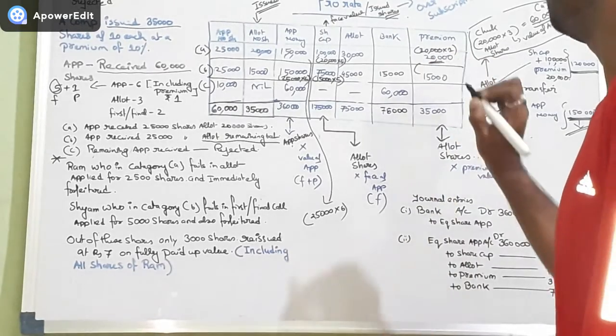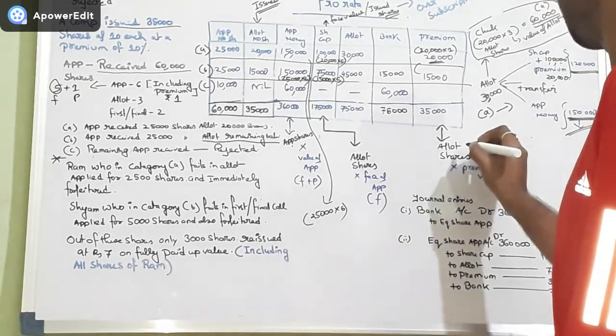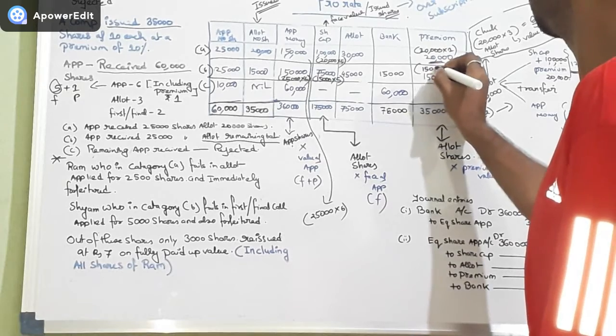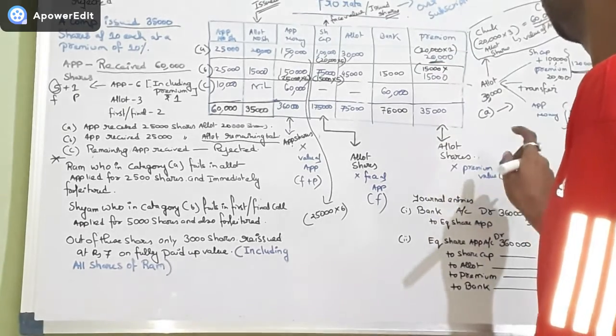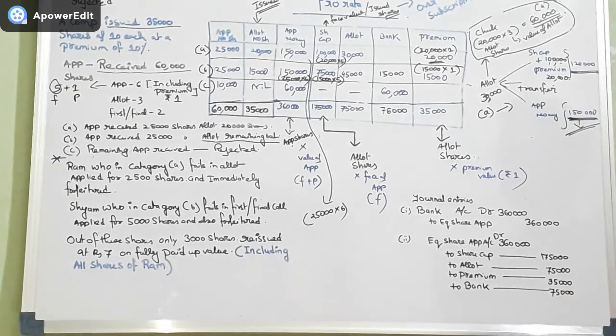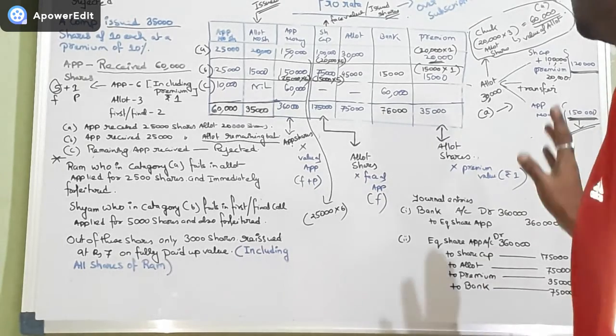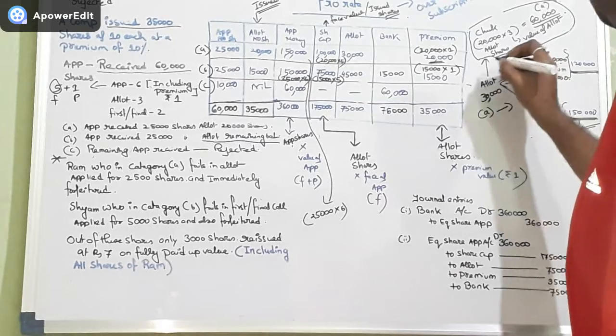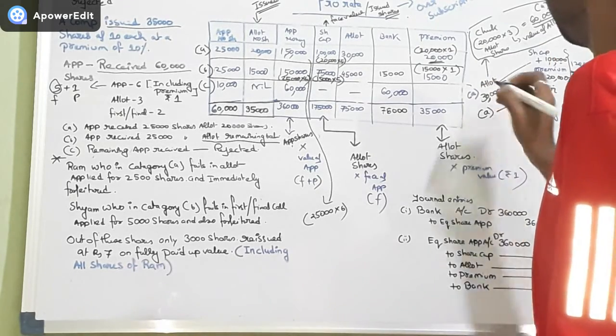And what will be the premium? Premium value is 1 rupee. Allotted shares are how much? For case B, it is 15,000. And what is the premium value? It is 1. So 15,000 into 1, 15,000. Now, what is happening here? This is for case A.